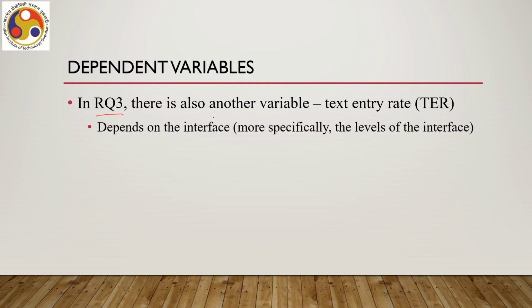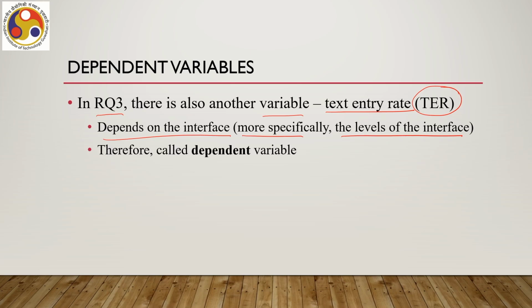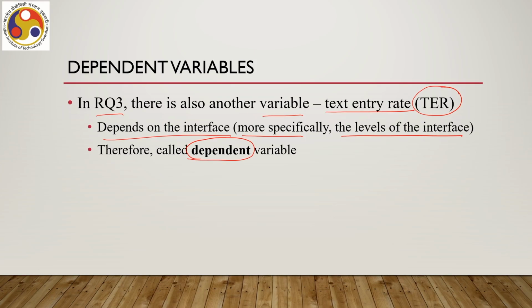Now, in RQ3 there is also another variable, the text entry rate, TR, based on which we are drawing a conclusion whether it is faster or not. The value of this variable depends on the interface, more specifically the levels of the interface. So, therefore, it is called the dependent variable. So, it depends on the interface. So, we have an independent variable or factor having labels, and depending on the labels we get some values of the dependent variable. So, in our case the dependent variable is the text entry rate. So, that is the second stage.